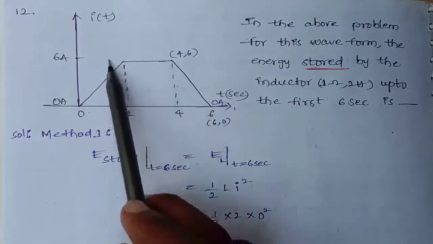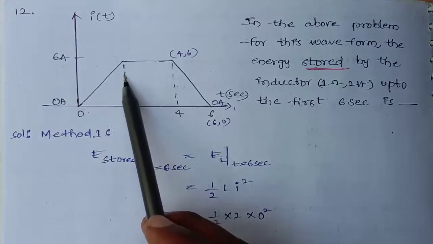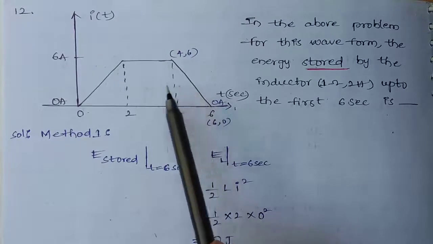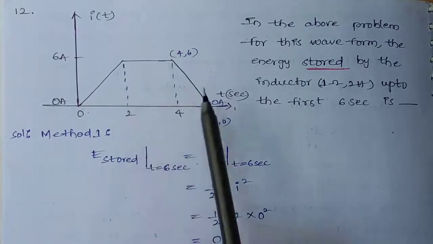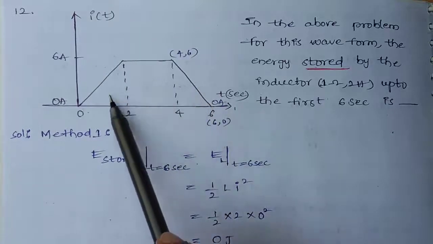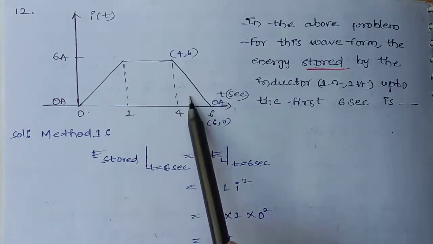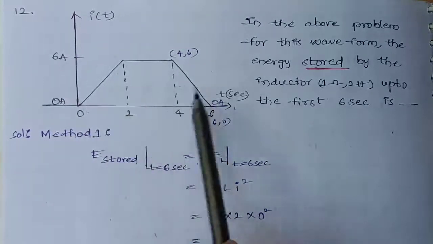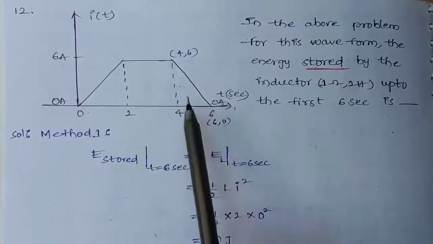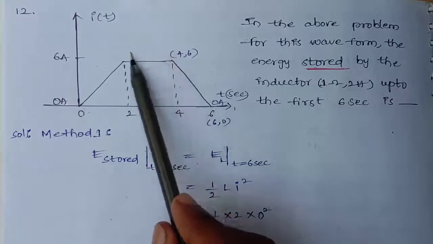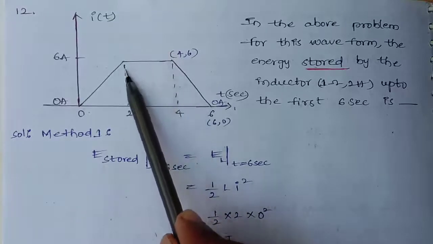So if you find out the area of this triangle, and the area of this triangle, you will get the same areas. But in this region the inductor is charging, and in this region the inductor is discharging. That means these two areas get cancelled out. You will be having only this area.